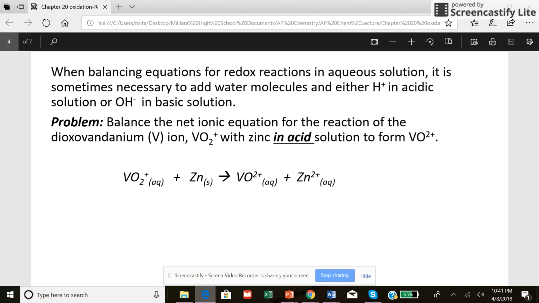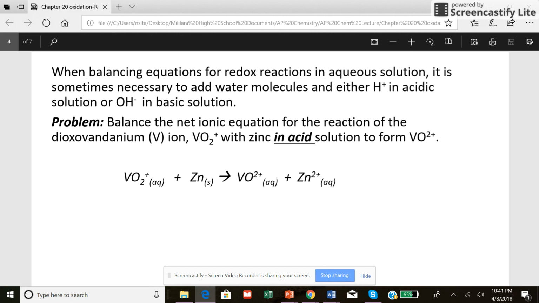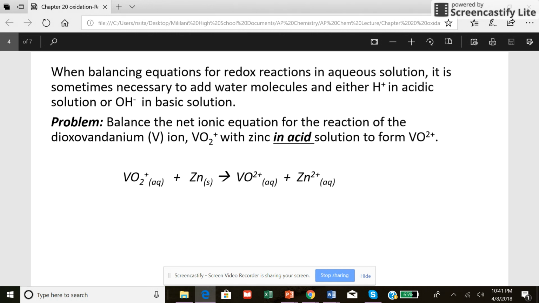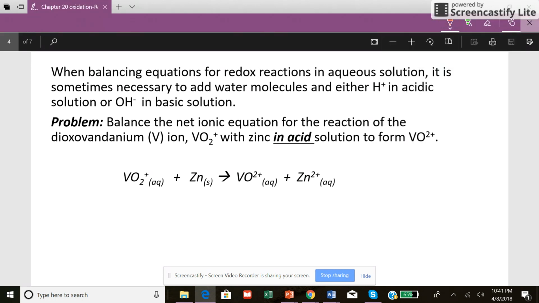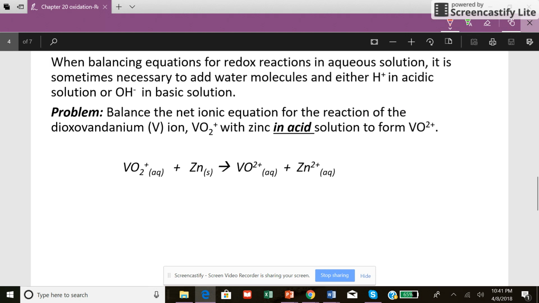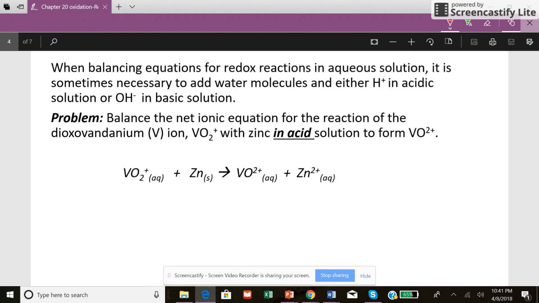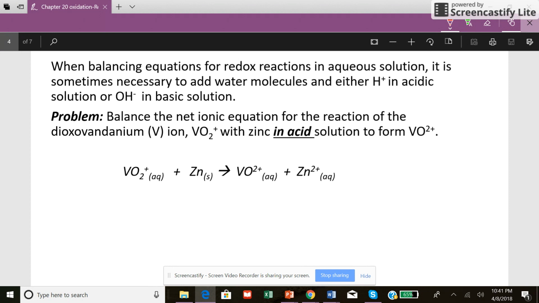Okay, so part two, balancing equations in acid solution or in basic solution. Okay, so let's take a look at this problem. In this reaction, you have to balance the equation of dioxovanadium(V) ion with zinc in acid solution.